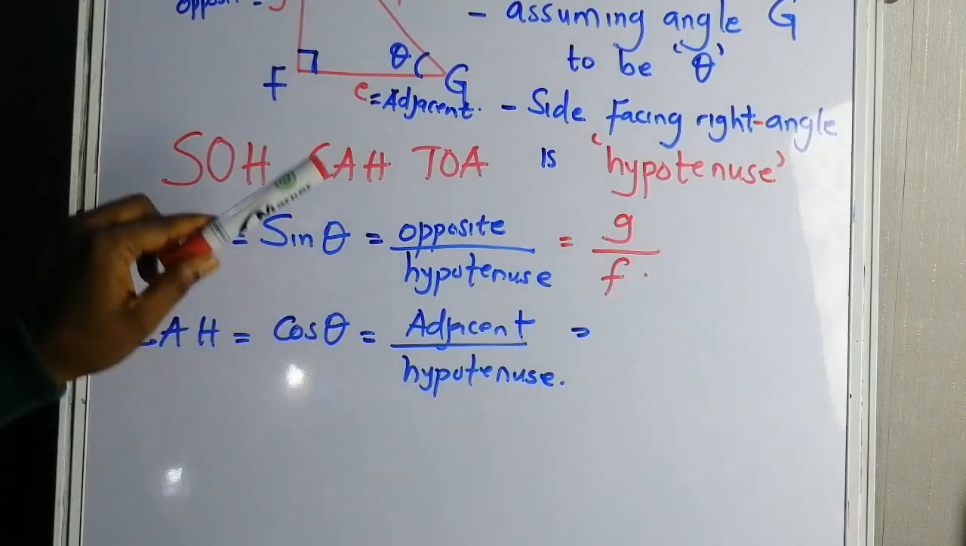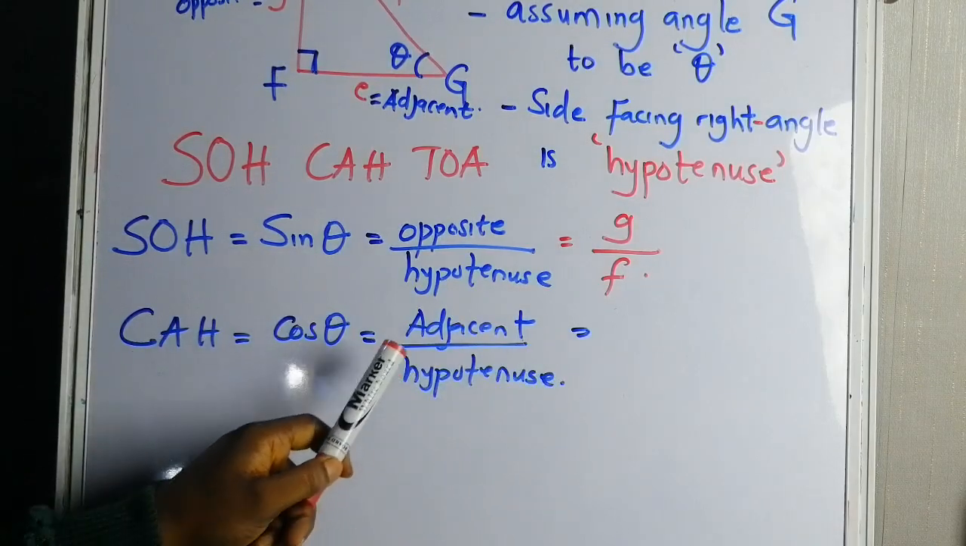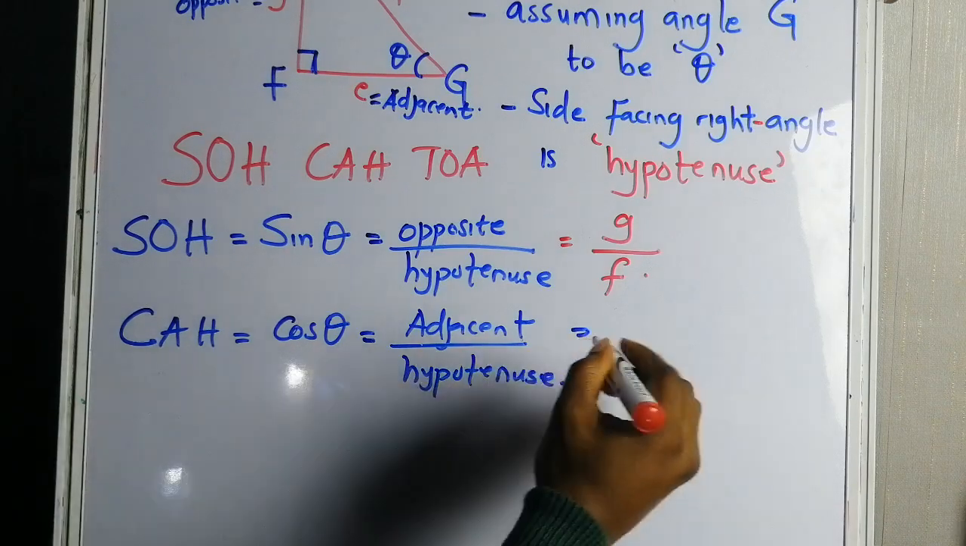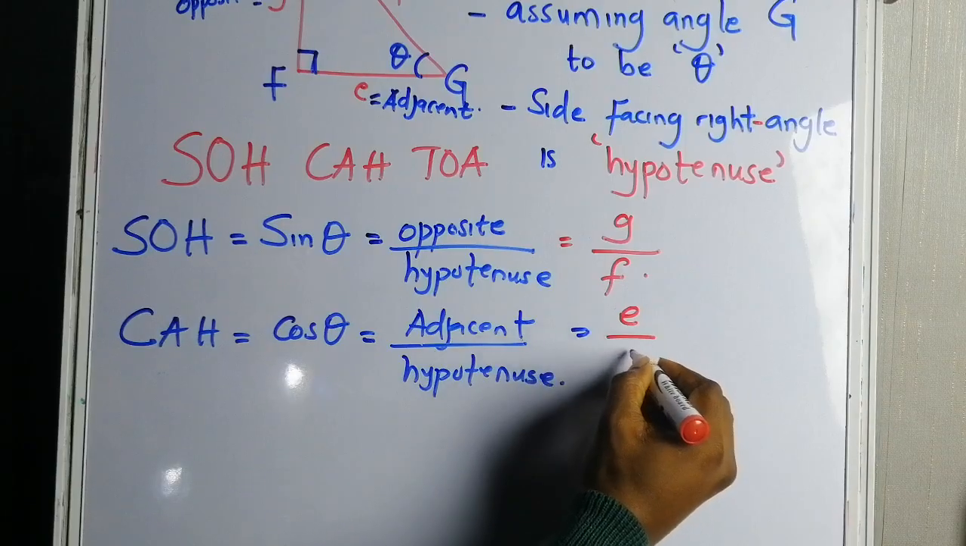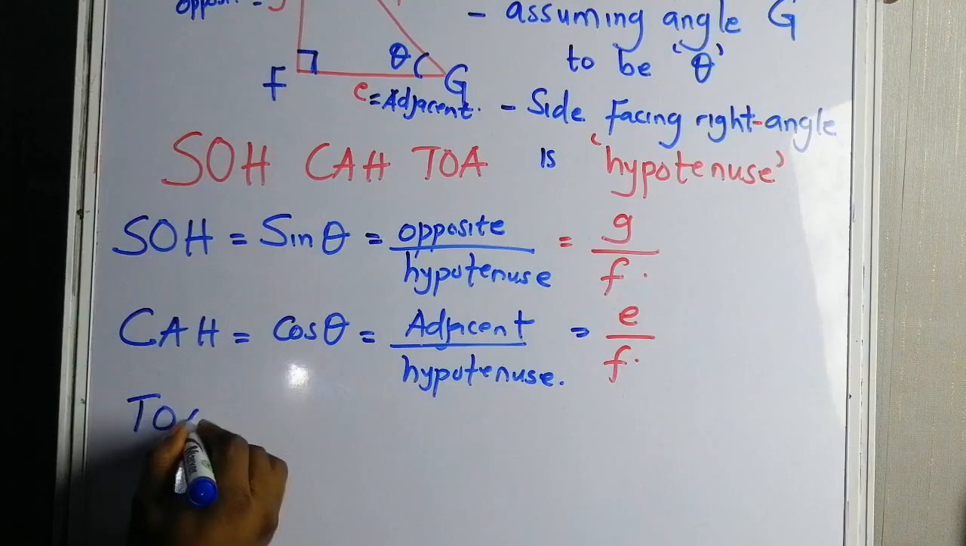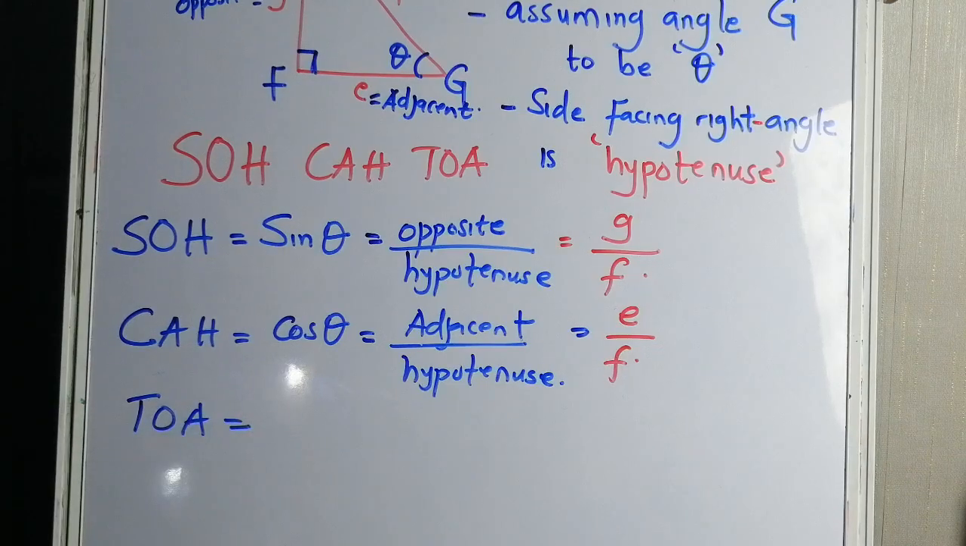Now the first three alphabets. So where's my adjacent here? My adjacent is what? E. It's represented by E from the figure above. Then my hypotenuse is what? F. Small letter F. Very simple. Then the last one, which is what? TOA. So CAH, TOA. TOA equals what? That's tan theta.